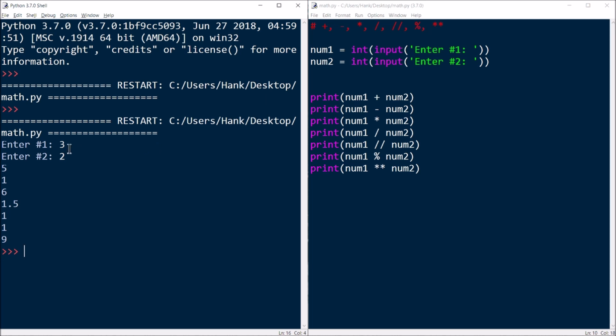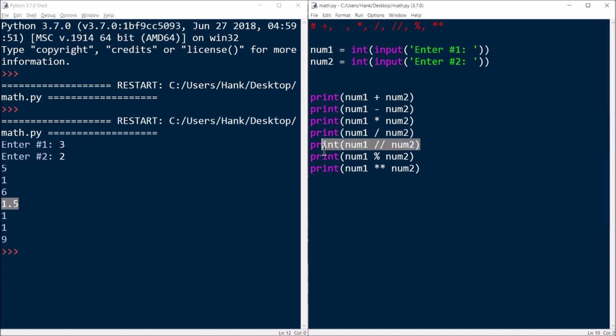Okay, so I typed in 3 and 2. The first print statement happened: 3 plus 2 is 5, and so that's our first piece of output. The second print statement, 3 minus 2 is 1, and so that's our answer right there. The third print statement, 3 times 2 is 6. There's our output right there. Now floating point division, 3 divided by 2 is 1.5, as you're used to. So there's the 1.5.